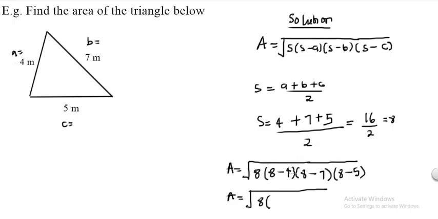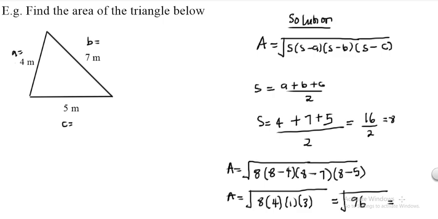I'll deal with the brackets, so my area is equal to the square root of 8, open brackets, 8 minus 4 is 4, 8 minus 7 is 1, 8 minus 5 is 3. And then this is equal to the square root of 8 times 4 times 1 times 3, which is 96. So the area is equal to the square root of 96.